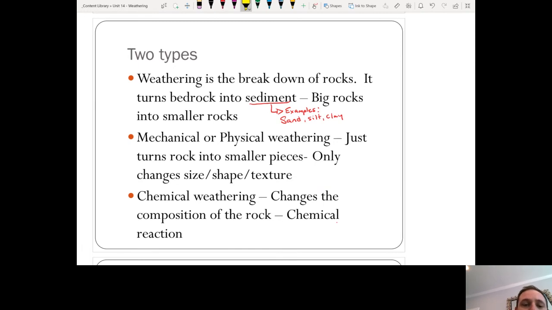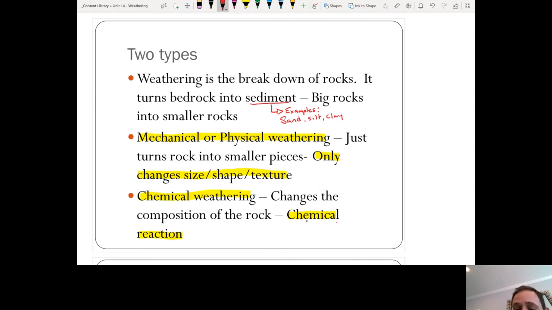Now, there's two types of weathering. We got mechanical, also known as physical weathering, and chemical weathering. The main difference between them is that mechanical weathering only changes the size, shape, and texture of the rock. Whereas with chemical weathering, there's going to be some type of chemical reaction that changes the actual composition of the rock. Now, we've seen both in class with demos I have done. See if you can think of what we've done in class that regards chemical or mechanical weathering.